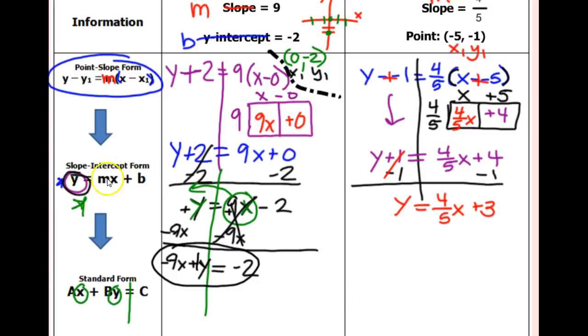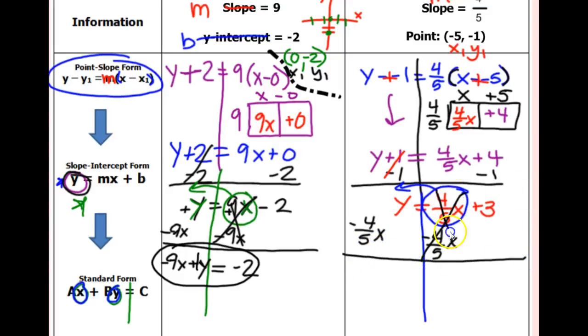This is now in slope-intercept form, but we need to get all the way down here to standard form. We need x and y on the same side. Right now they're on different sides, so I need to move this x over to be with the y. Right now this is a positive 4/5 x, so we need to move it by subtracting or taking it away on both sides. Subtract 4/5 x.